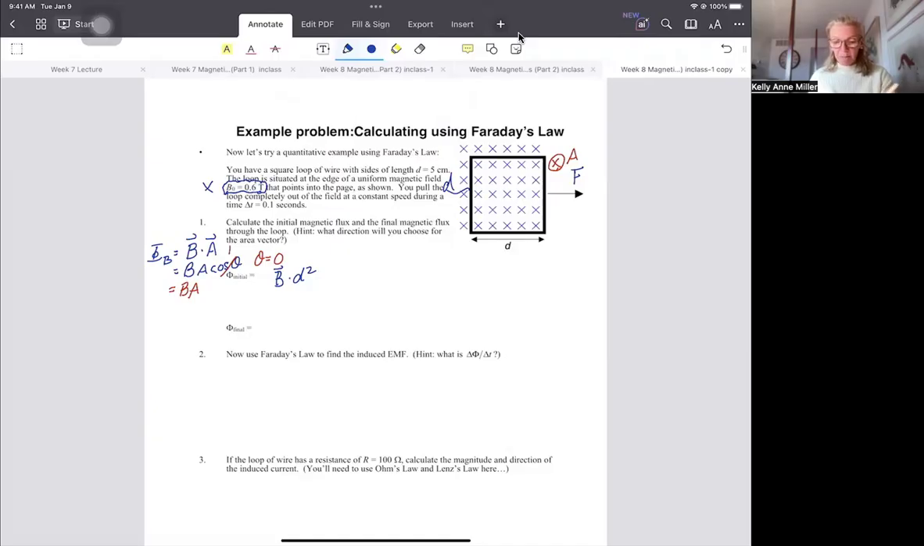So you pull the loop completely out of the field, and the loop ends up over here. I'm just going to draw part of it because there's not enough room, but the loop ends up over here. And there is no magnetic field, the B field here is 0 because there are no little X's there. The B field is constrained to this one area in space. So the final flux is B times A, but B is 0, so this is just 0. Okay, so that's part one.